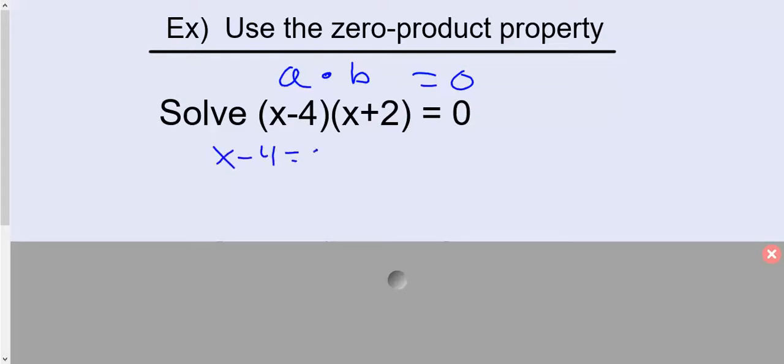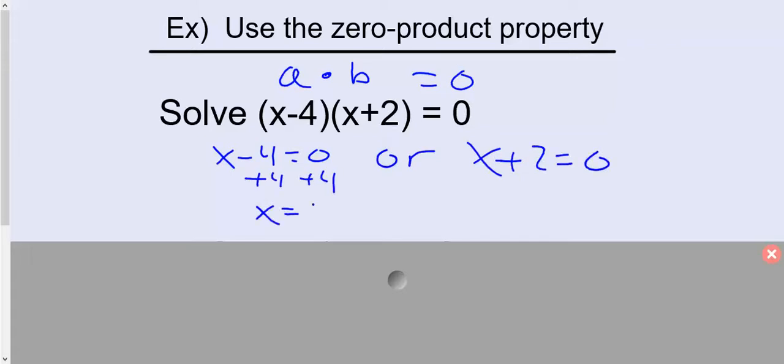X minus 4 equals 0, or x plus 2 equals 0. So we'll add 4 to both sides. We'll solve each one of these equations. X equals 4. And we'll subtract 2 over here for this one. X equals negative 2. So the two solutions to this equation are 4 or negative 2.